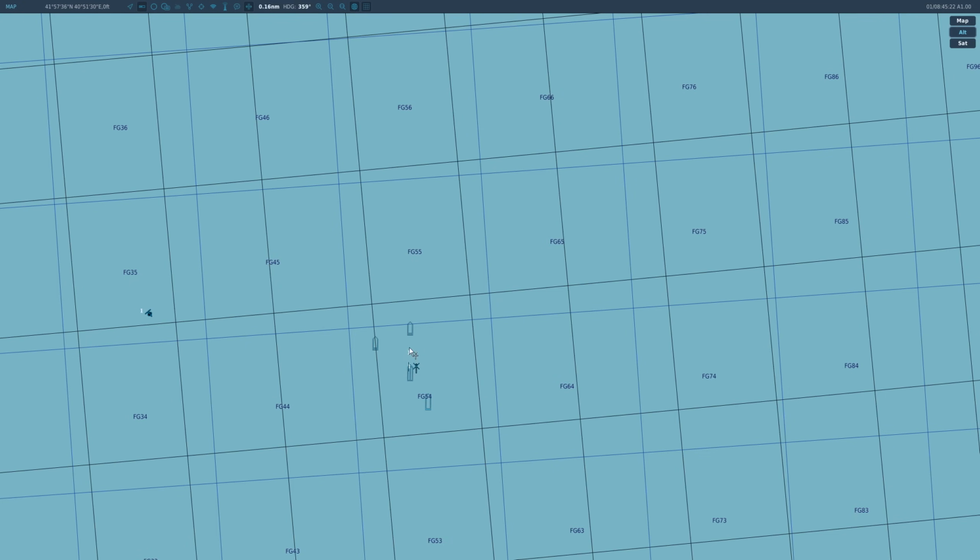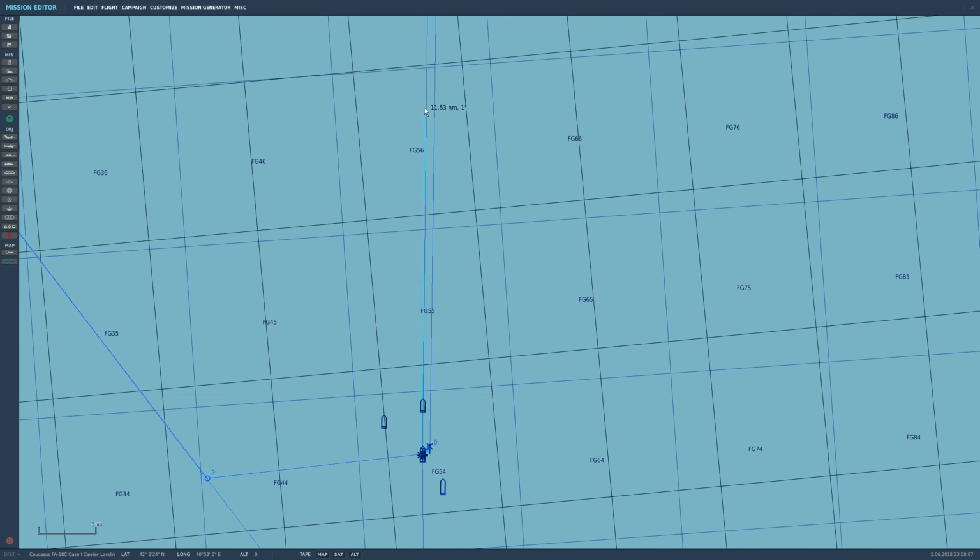But for now, if it isn't in the mission brief, simply pop open the F10 map and plot the course yourself. If you're playing a mission where the F10 map does not show friendly units, you will need to open the mission in the mission editor and figure it out from there.